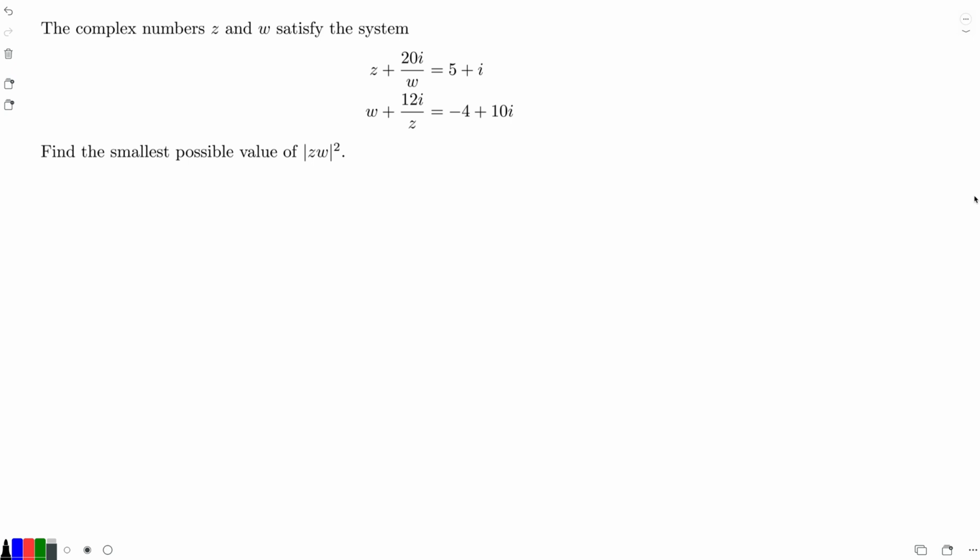And this is the 2012 AIME 2 problem 8. Here is a view of this problem. The complex numbers z and w satisfy the following systems of equations. Find the smallest value of the modulus of zw squared.